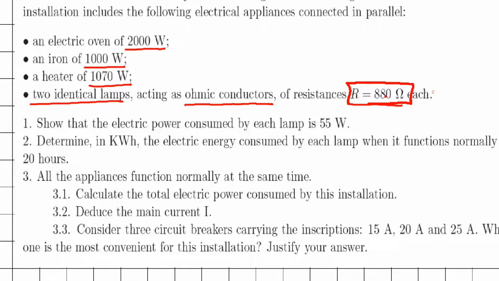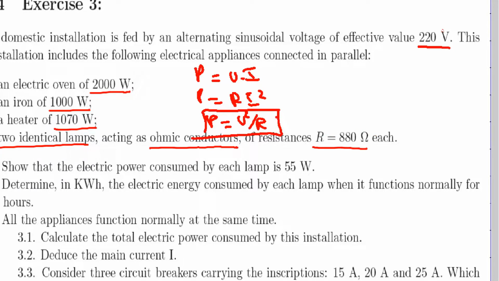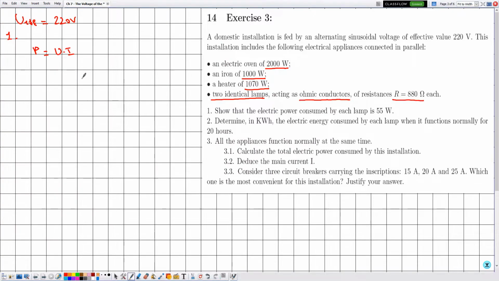So knowing the resistance and knowing the voltage, we know that the power is given by either P = U × I, P = R I², or even P = U² / R. Now, knowing the voltage and knowing the resistance, we are interested in this form, but we cannot use it unless we prove it. So we are interested in proving P = U² / R, starting from this form.